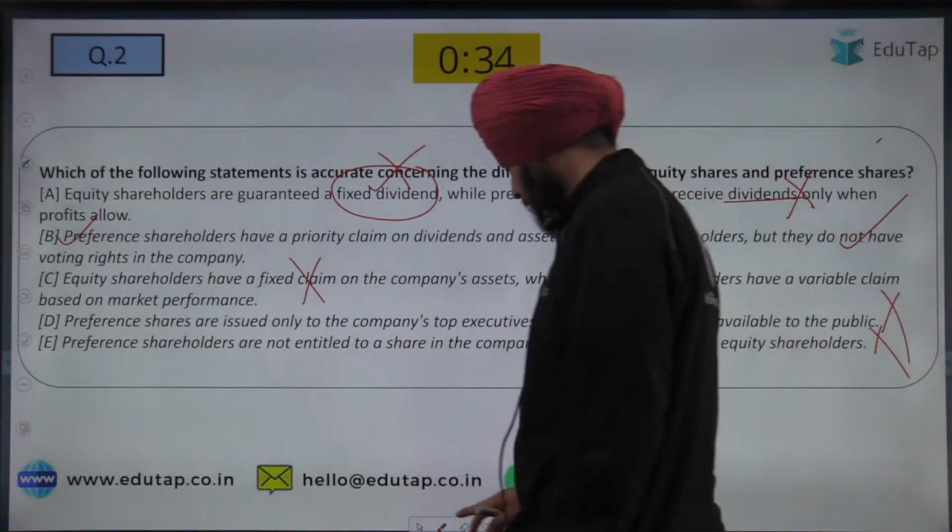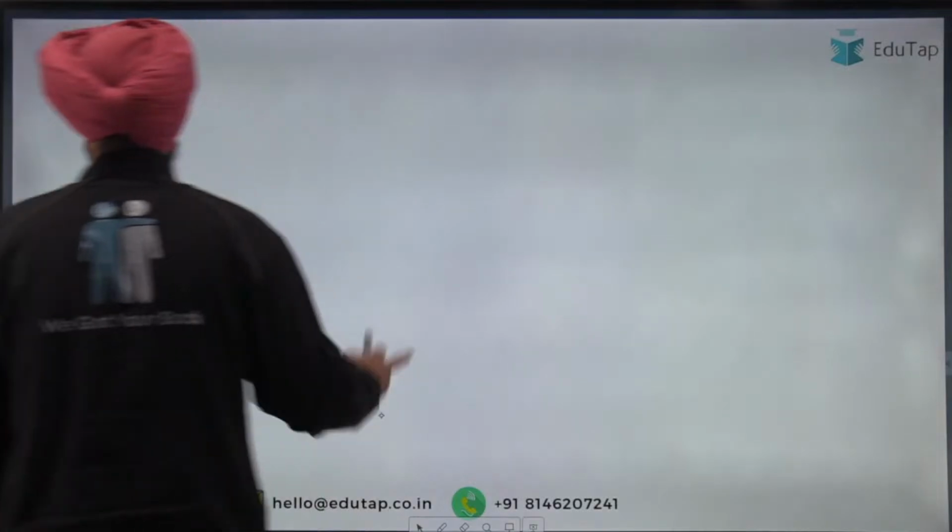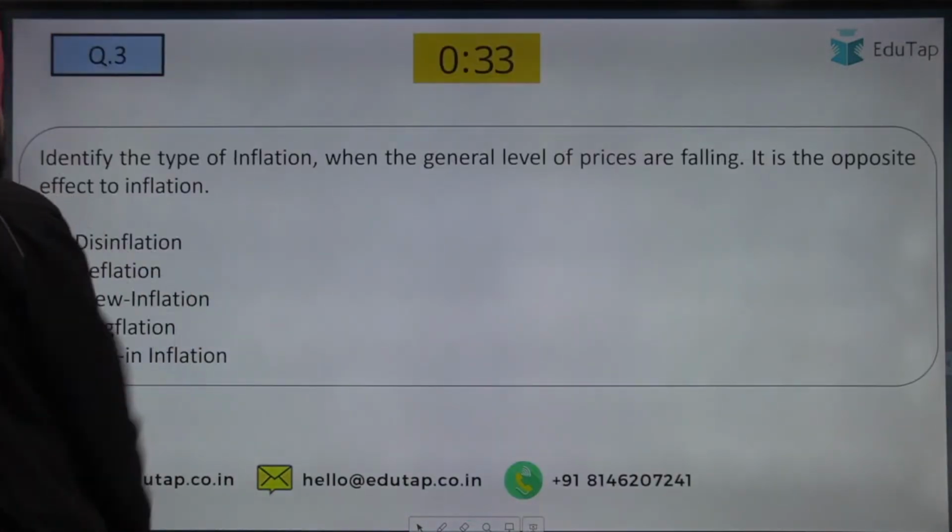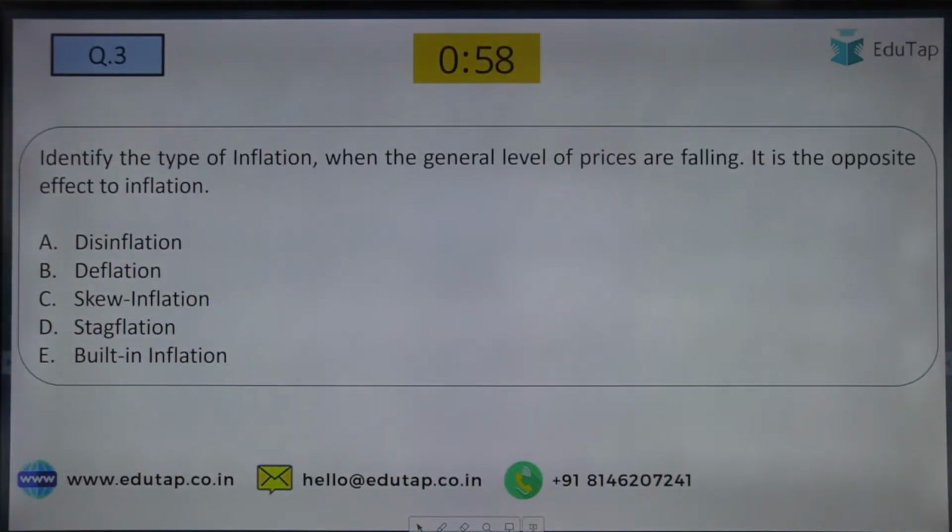Now let us move on to the next question. So B is going to be the answer to question 2. Moving on to the next one, question number 3. Identify the type of inflation when the general level of prices are falling. It is the opposite effect to inflation. So mark your answers.